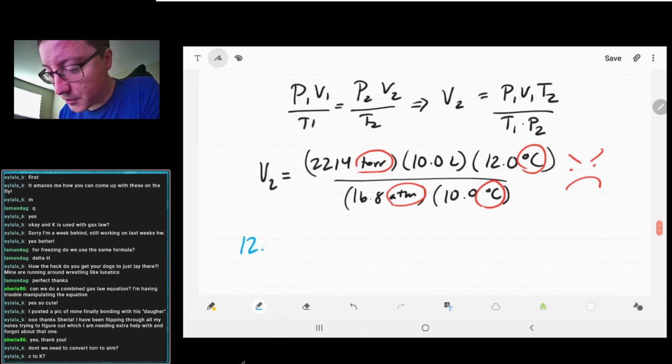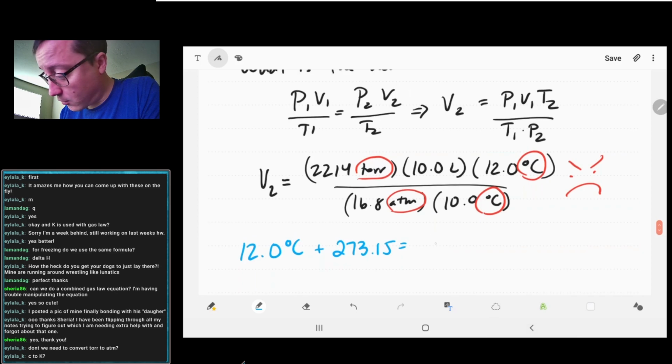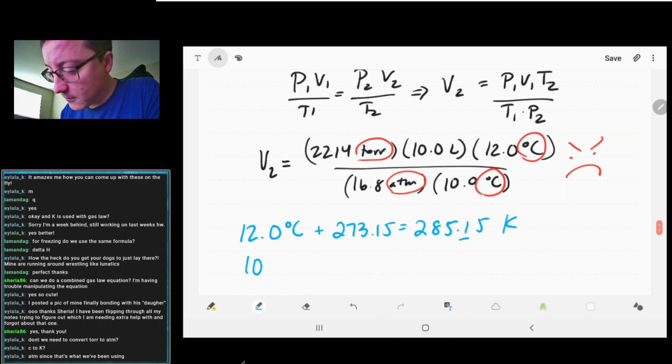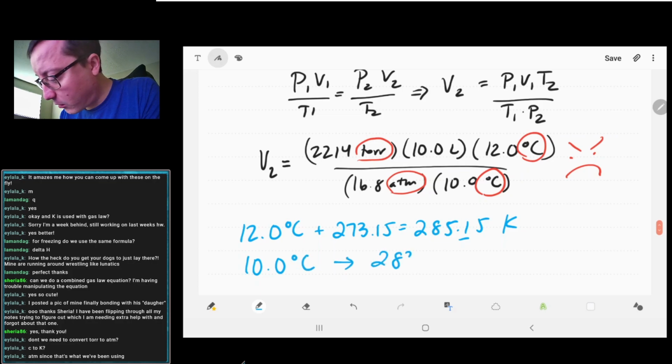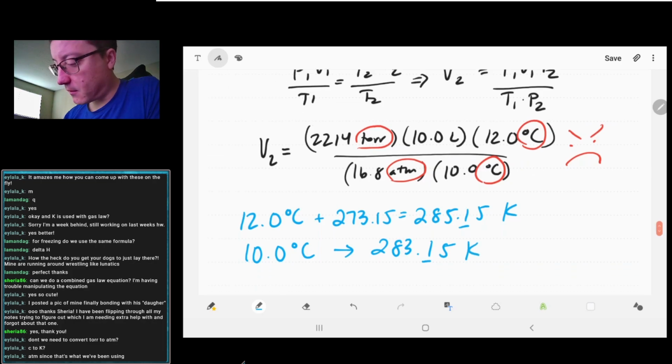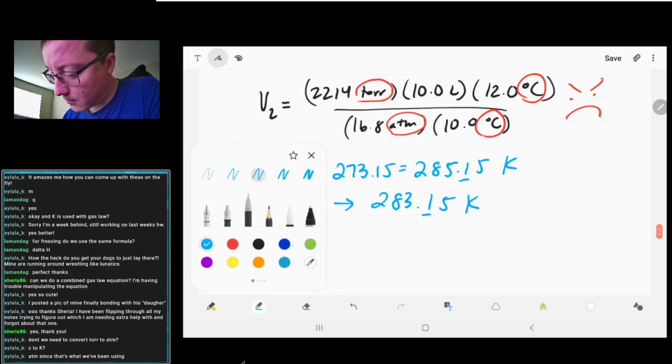I'll do the temperatures. I hope I can do this. Let's see. 285.15. And then the 10 degrees Celsius will turn into 283.15 Kelvin. Atmospheres. Okay, so that's okay. Yeah, whichever one does not matter.